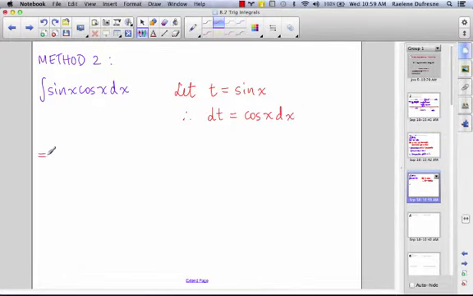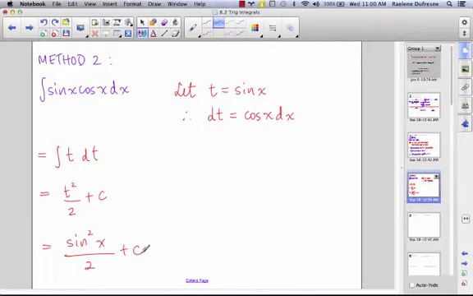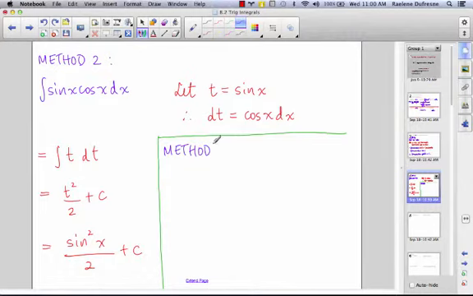So this integral transforms into the integral of t dt, which seems a lot simpler than the method of integration by parts. And here we get t squared over 2 plus c, which is sine squared x over 2 plus a constant. Well, in fact, there's even a third technique that we can approach. And it gets a little bit simpler still because we can recognize that we have trig identities that we can use to rearrange.